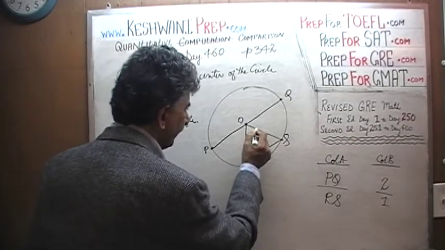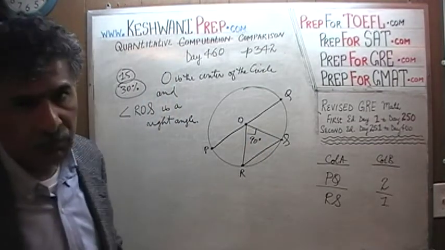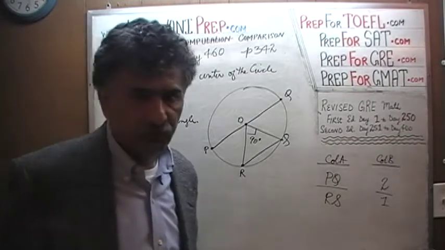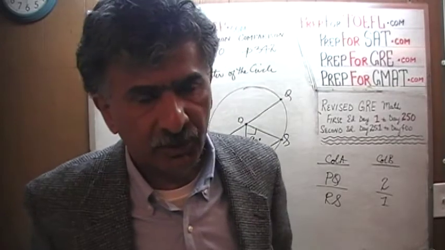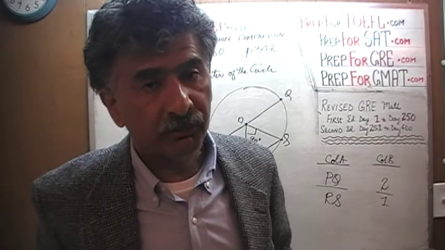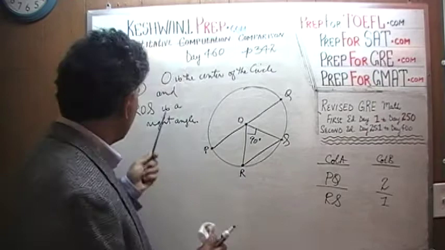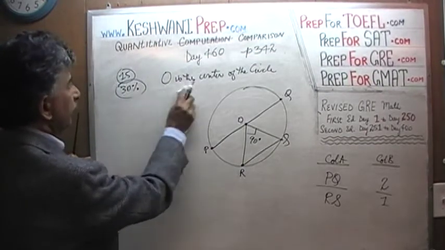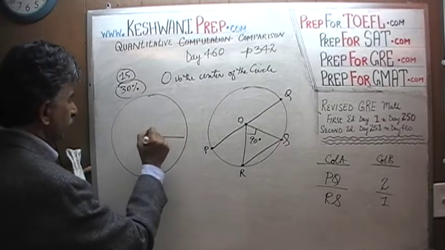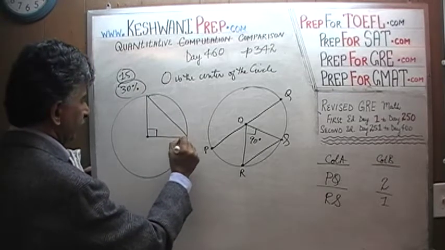ROS, we are told, is the right angle. Right here is the right angle. It's 90 degrees. The bloody thing looks nothing like 90 degrees, because pictures in the exam, pictures on the GRE, are not drawn to scale. So we're going to redraw our picture, something that actually looks like 90 degrees, something that is easier to look at. So here we go. Let's do it right here. Here's our circle. Here's our center. There we go. Voila. 90 degrees. Makes it easy. This is our center O.